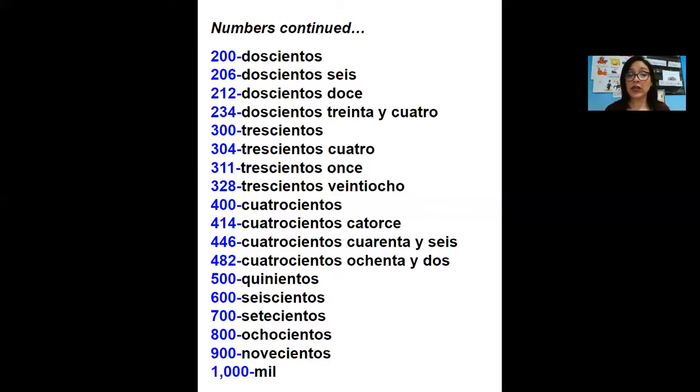So if I wanted to say 304, trescientos cuatro. Notice the hundreds place is one compound word, just three and hundreds. 304. There's no Y in between 300 and 4, it's just trescientos cuatro. To say 311, trescientos once. 414, cuatrocientos catorce. 446, cuatrocientos cuarenta y seis. 482, cuatrocientos ochenta y dos.